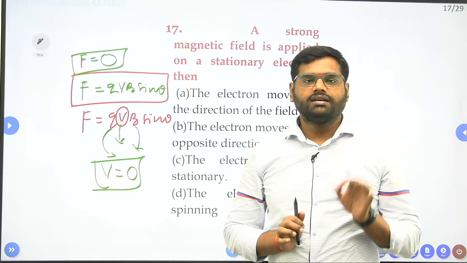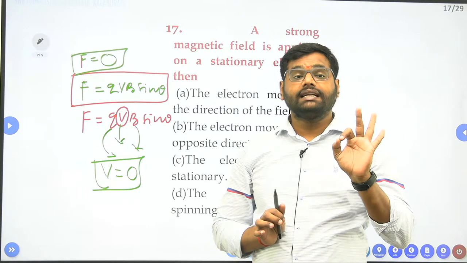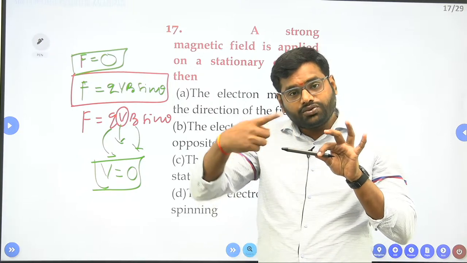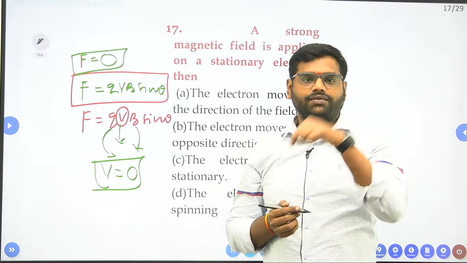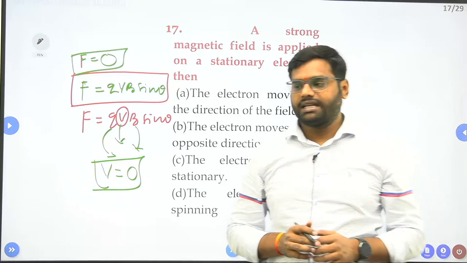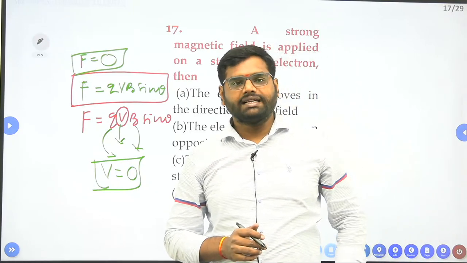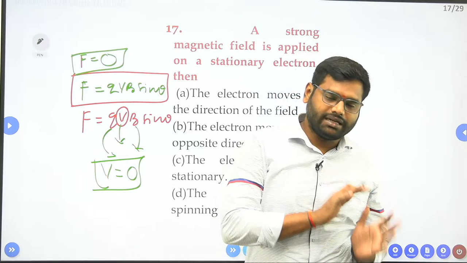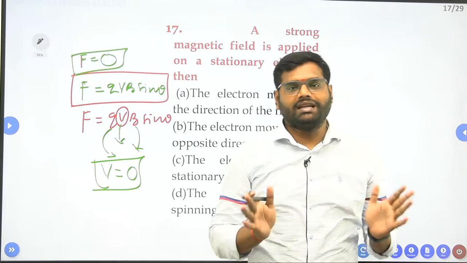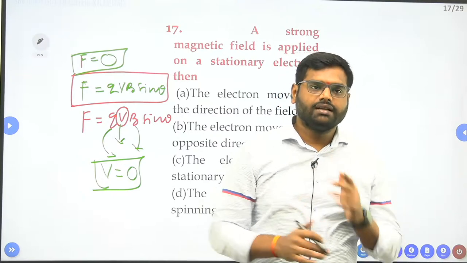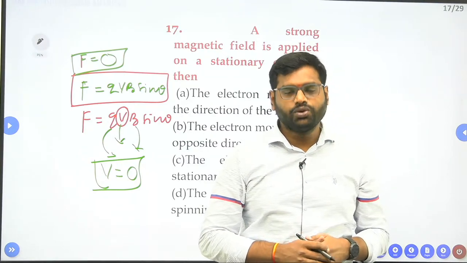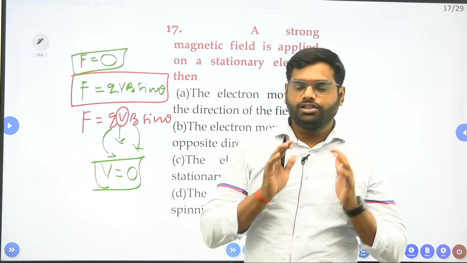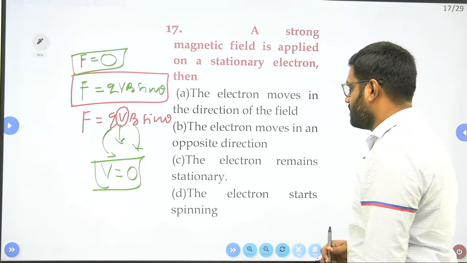Remember, a current carrying conductor experiences a magnetic force because it produces a magnetic field around it, and the external magnetic field and this magnetic field experience a force of attraction and repulsion. Here, if the electron is at rest, then there is no current. Charges at rest mean no current. The motion of charges produces a current, as we know. So when the electron is at rest in a magnetic field, the magnetic force on it will be zero, so it remains at rest.